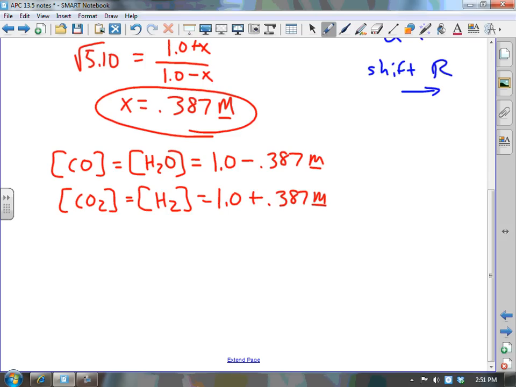So you can see what those answers are. And again, they carried out, obviously I didn't write all the decimals down, but you should, because that's how much information they give us. We've got all those decimals, so we can carry those all the way out. And you can see what those molarities are. We have a molarity for carbon monoxide and water of 0.613 molar. And then we have a molarity for the two products of 1.387 molar. Okay, so that's basically our setup here.